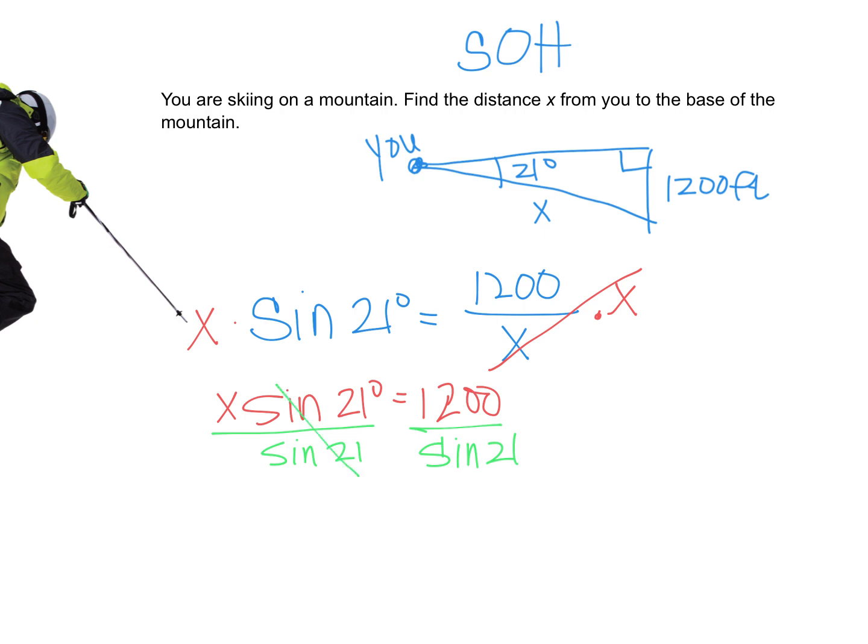And these are going to cancel, and now I'm going to be left with x is equal to 1,200 divided by the sine of 21 degrees. And if you type that into your calculator, you should get something around 3,348.5 feet. So that would be the length of your hypotenuse.